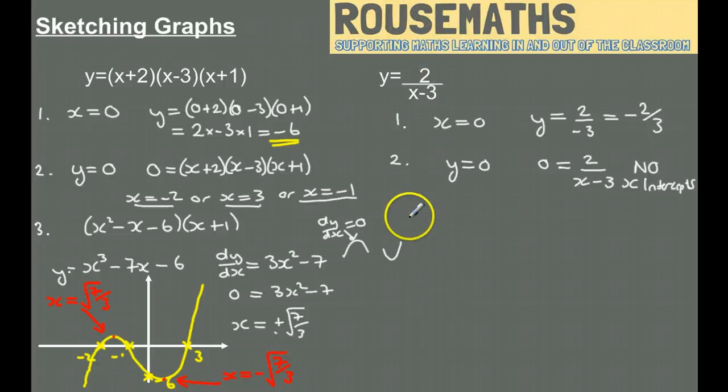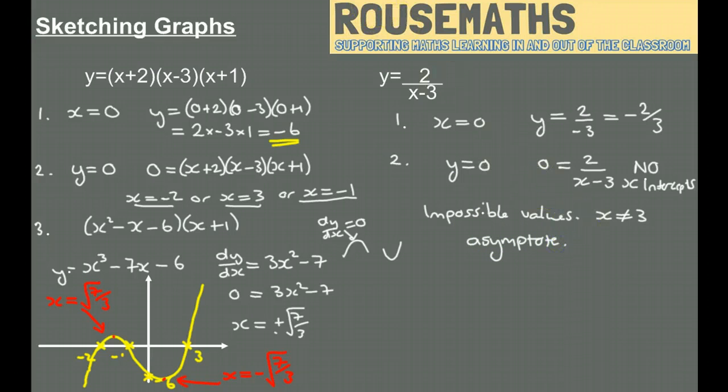For this one, we also need to look at impossible values, and by that I mean any values of x that just won't work. Because you can't divide by 0, you cannot have x equal to 3. And what that does is give us what is called an asymptote. I'll show you what that looks like on the graph now.